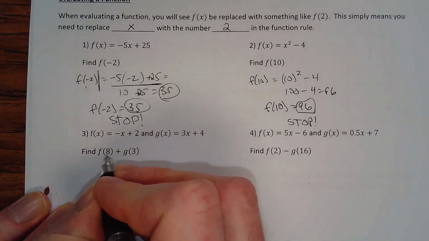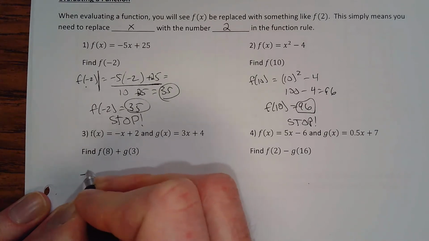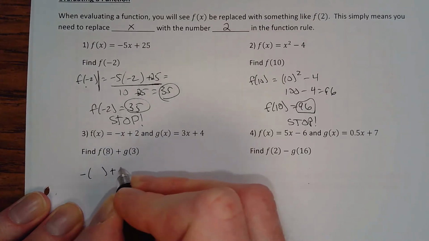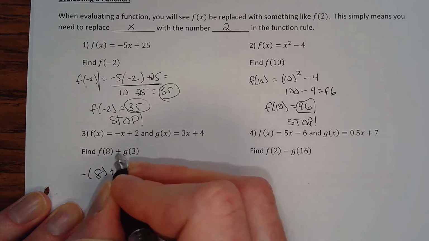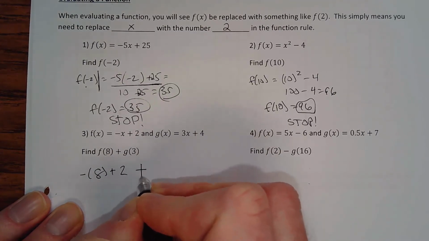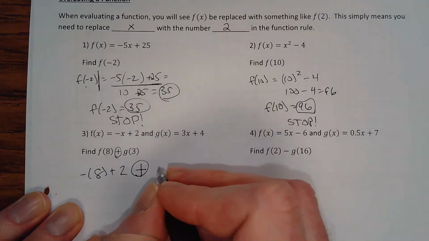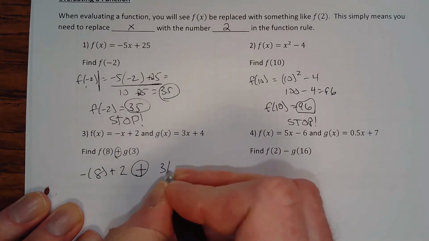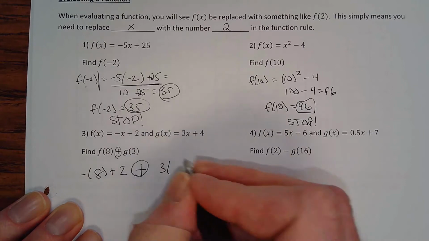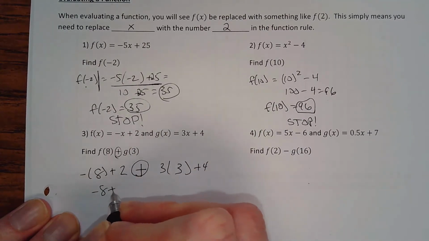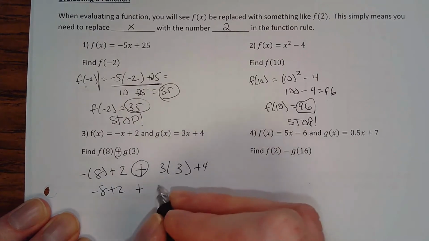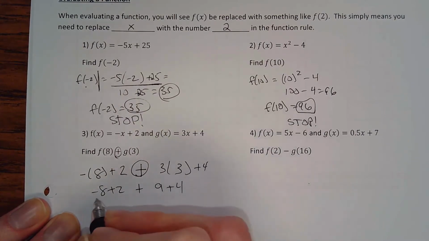Well, I'm going to figure out what f of 8 is first. That'd be negative. So I'm going to do the opposite of a number, plus 2. Well, plug in 8. Okay, and then plus g of x, which would be 3. I'm going to plug 3 in its place. Okay, so this would be negative 8 plus 2, plus 9 plus 4.